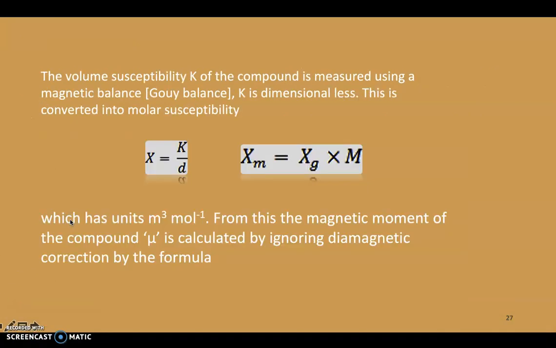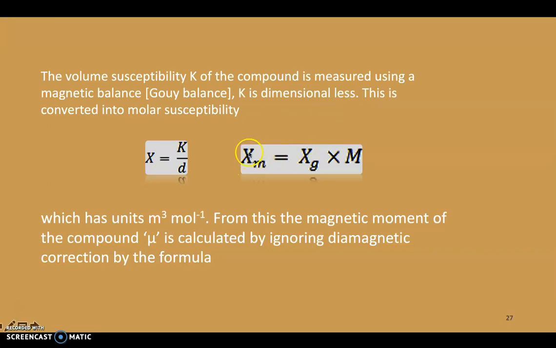Here, based on the weight, we can determine the volume susceptibility K. Here is the K. Chi is equal to K by D. K of the compound is measured using the magnetic balance. The Gouy balance gives the value of K. This is a dimensionless constant, so because it is dimensionless, we convert this into molar susceptibility.